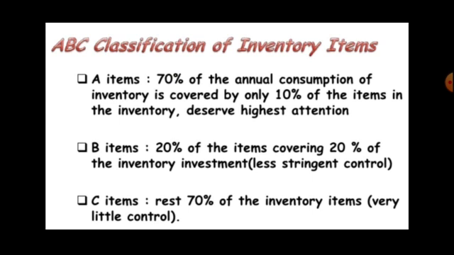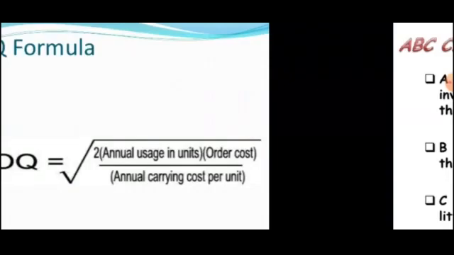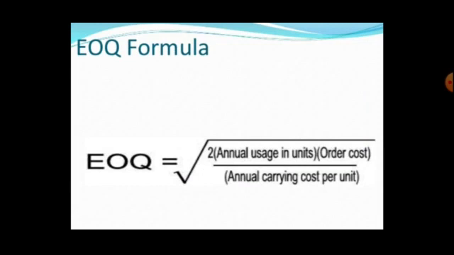C graded items are the remaining 70% of the inventory, but they should have very little control. That means packaging, plastic covers or cartons used for handling are the C graded items, as the consumption is very less. The formula for economic ordering quantity is EOQ 2AO upon P.